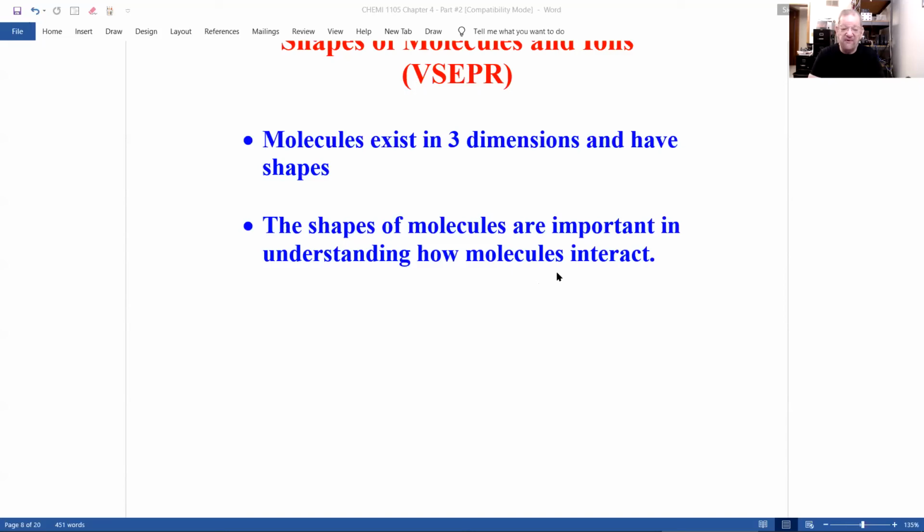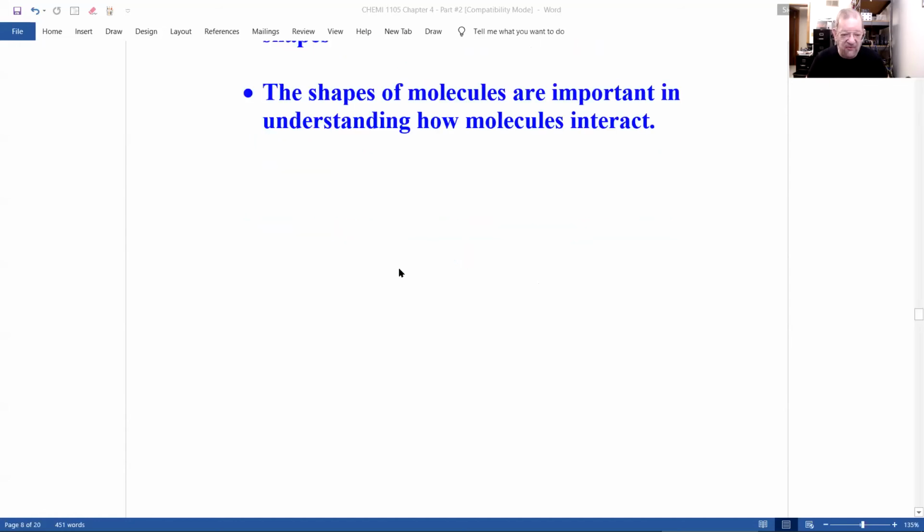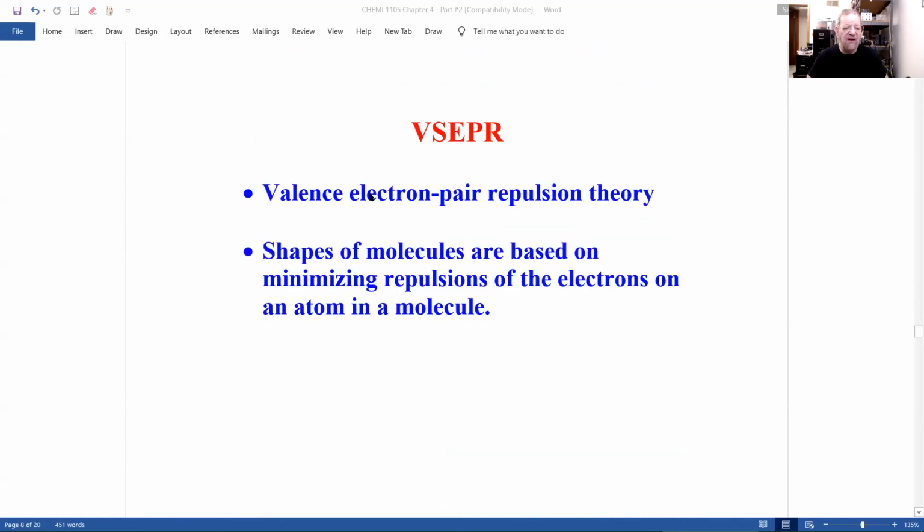Importantly, the shape of certain molecules and other factors play an important role in how the COVID-19 vaccine works and many other things in our daily life, like our hormones. Now, VSEPR, valence shell electron pair repulsion, and the shapes of molecules are based on minimizing repulsions of the electrons of an atom in a molecule.